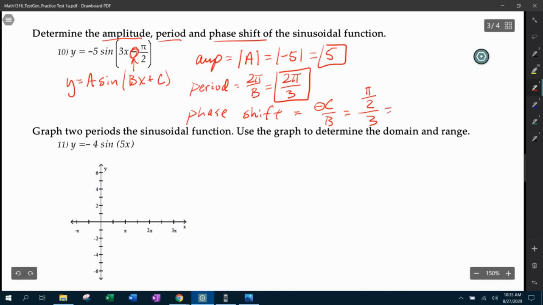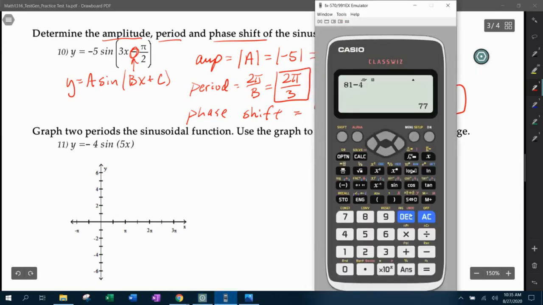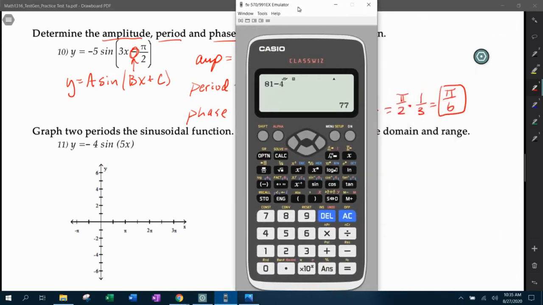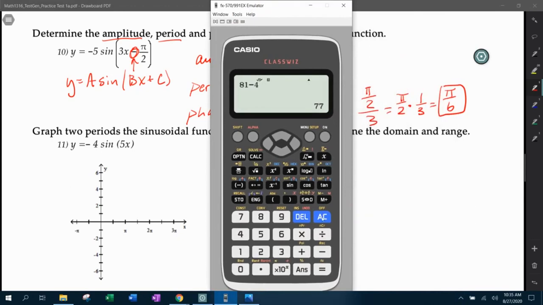And then we're going to do a little keep change flip. That's going to be pi over 2 times 1 over 3, which gives us pi over 6. And if you weren't sure exactly about this process here, you could always take your calculator and you could hit fraction and then fraction again. Pi over 2.